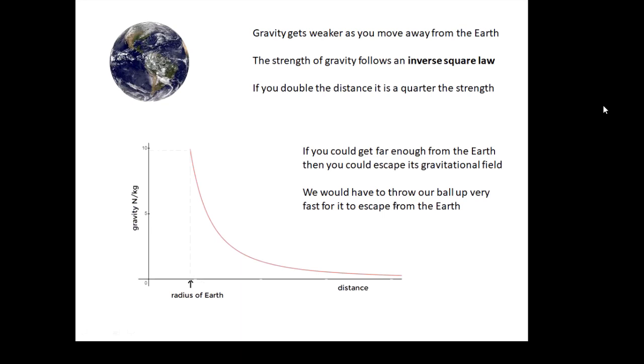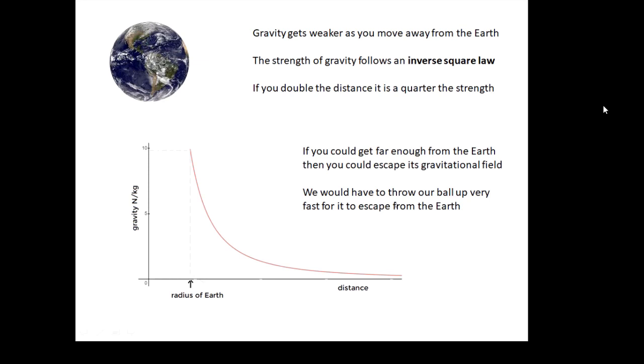Now, as we move away from the Earth, gravity gets weaker and weaker. It follows an inverse square law. And that basically means that at twice the distance, it's a quarter as much, or at 3 times the distance, it's a ninth. 1 over r squared. It follows an inverse square law. So at the Earth's surface, the Earth's gravity is about 10 newtons per kilogram. At twice that distance, it's about 2.5. Now, if you can get far enough away from the Earth, then you can actually escape its gravity altogether.